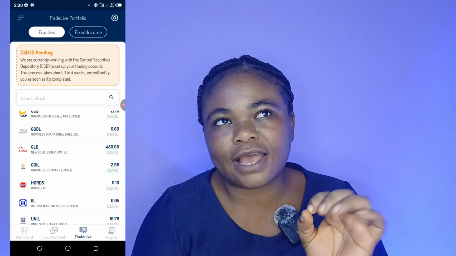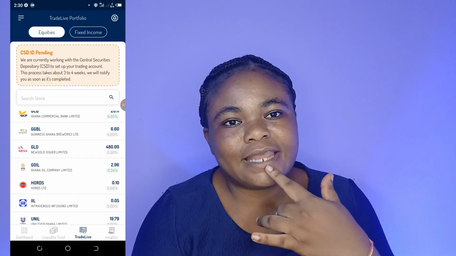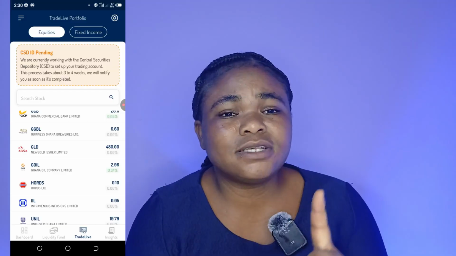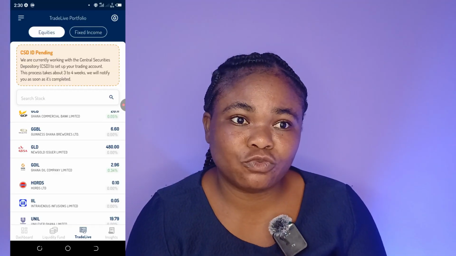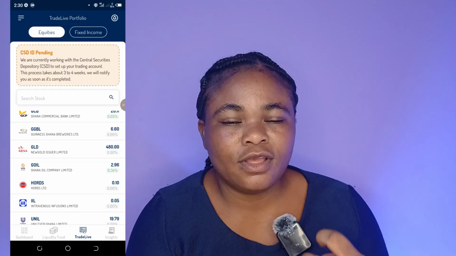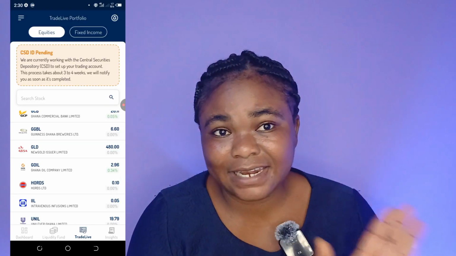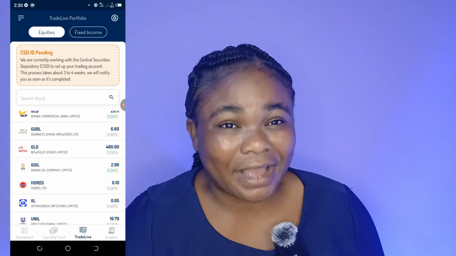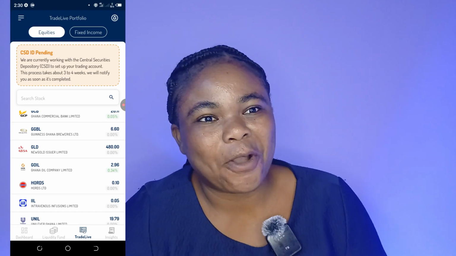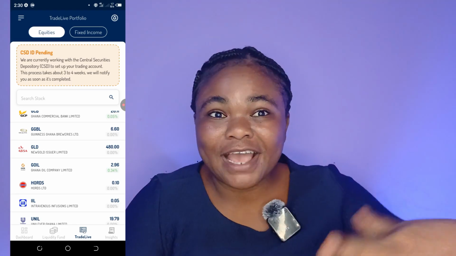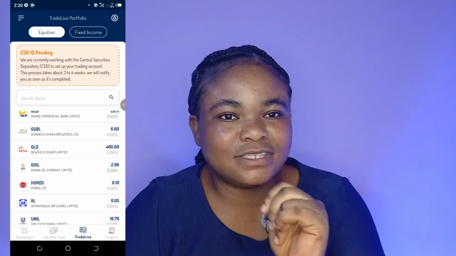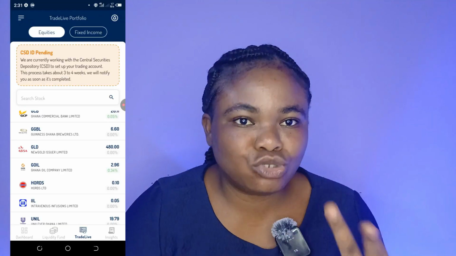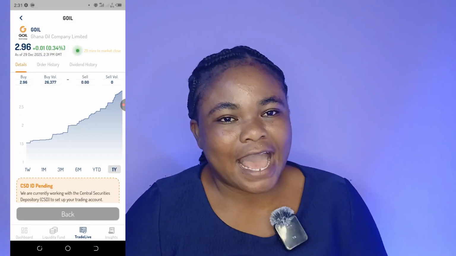And make sure you don't just keep your stock, because the price can increase or decrease. Let's say you buy the stock at 2 cedis 20 pesos and the price increases to, let's say, 4 cedis 34 pesos, sell it. Else, if the price drops, what will you do? So make sure when the price goes high, you sell it and get your dividend at the end of the day. So these are the two ways to make money on the GSE.